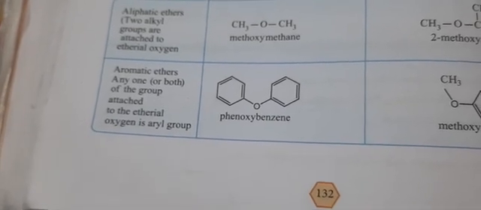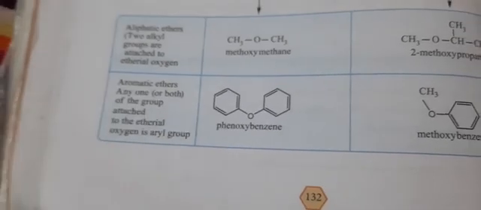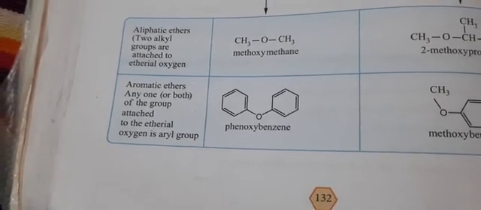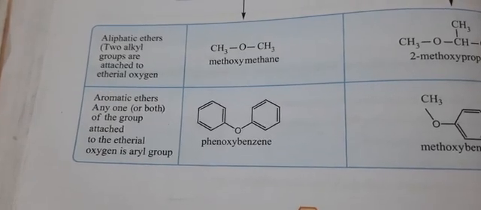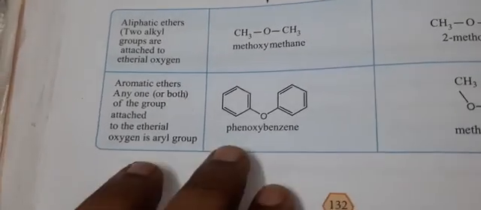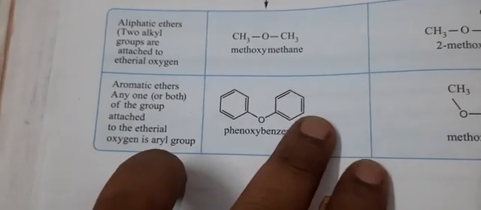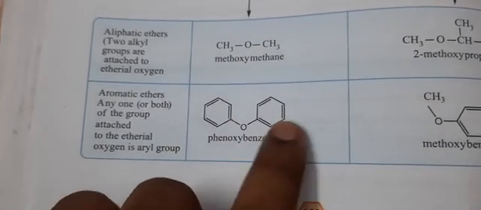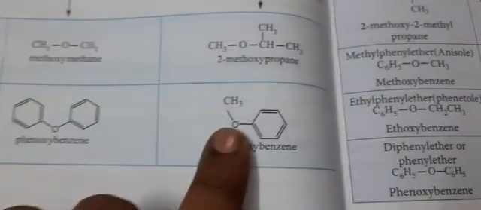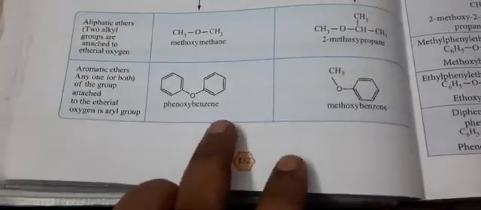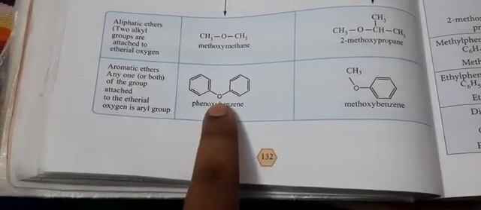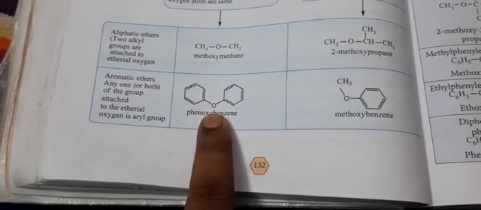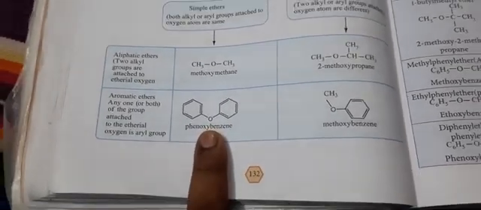Aliphatic ether means what? Oxygen is linked with two alkyl groups, as I already told. If oxygen is linked with two alkyl groups, that is an aliphatic ether. In this example oxygen is linked with two aryl groups. In this example oxygen is linked with one aryl group. So if either one or both aryl groups are attached with the oxygen, that is called an aromatic ether. This is the classification.